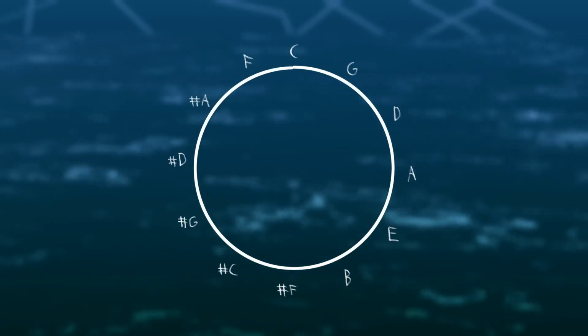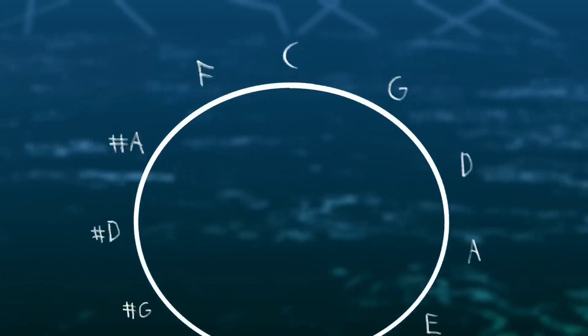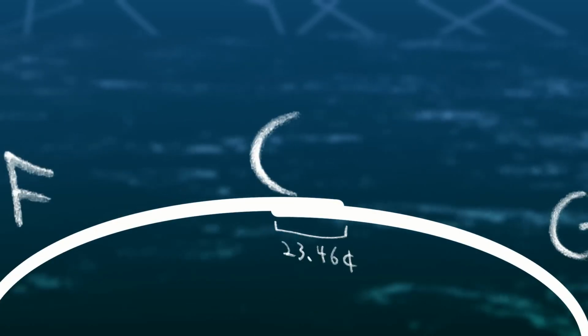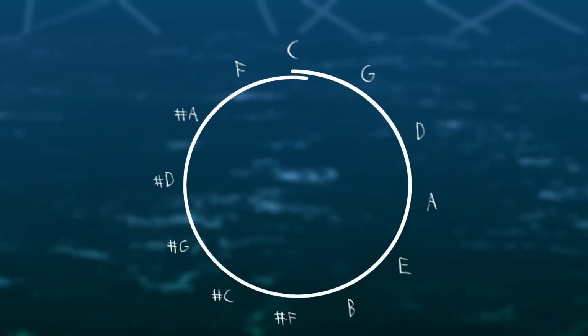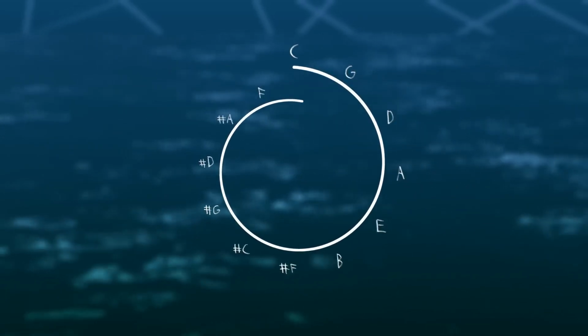And we're back at C, right? Wrong. We're off by 24 cents, give or take. A Pythagorean comma, formally. The circle of fifths is actually a spiral.